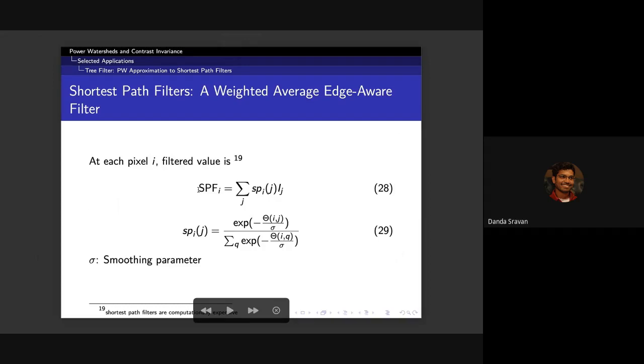So the filtered value of the shortest path filter at pixel i would be nothing but a weighted average, and the weight that I get from pixel j to pixel i would depend on the number of hops that I need to take from pixel j to pixel i. The bottom is simply a normalizing constant, to make sure that these weights add up to 1. The problem with this is that it's a very expensive algorithm, because computing shortest paths for all pairs, for all i and j, is very expensive.